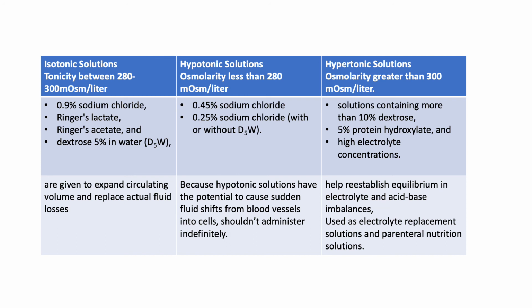Hypertonic solutions are used to help re-establish equilibrium in electrolyte and acid-base imbalances, and include electrolyte replacement solutions and parenteral nutrition solutions. But because hypertonic solutions can cause severe damage to the vein, all fluids with an osmolarity greater than 600 milliosmol per liter, such as solutions containing more than 10% dextrose, should be infused through a central venous access.